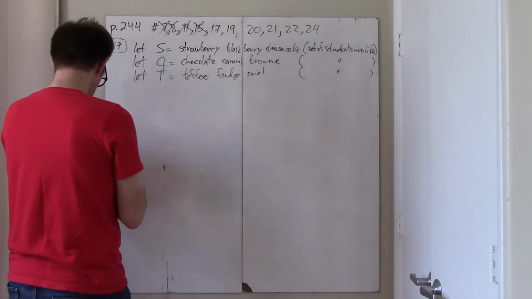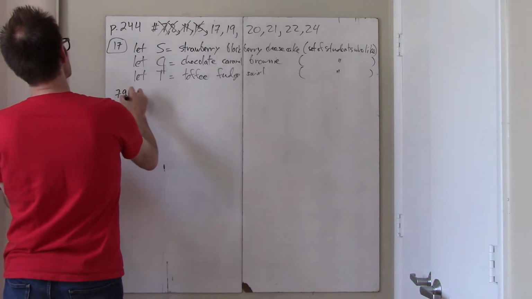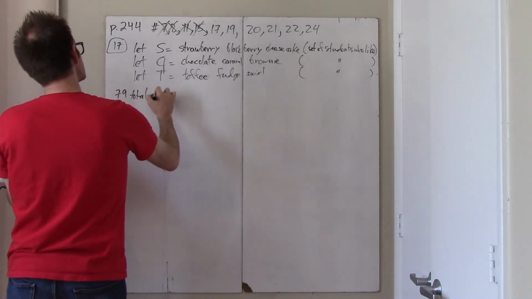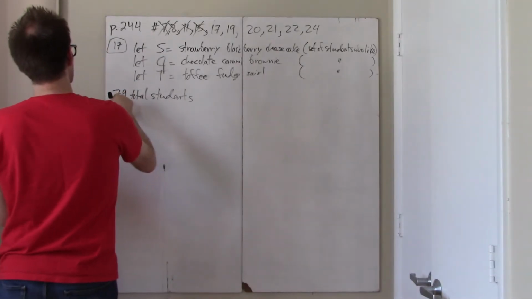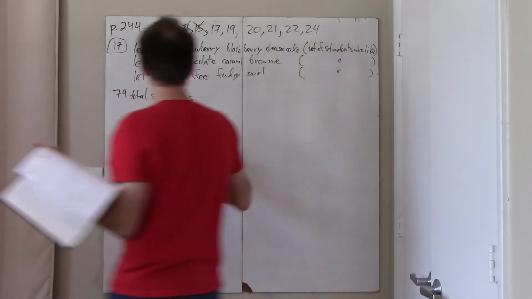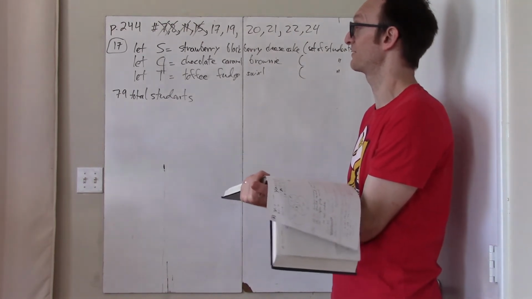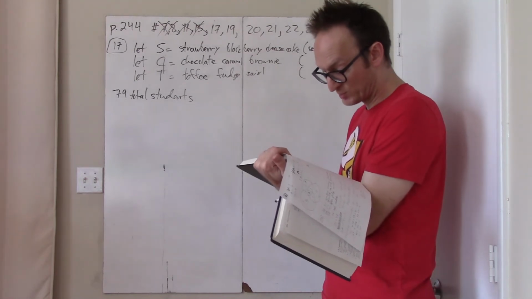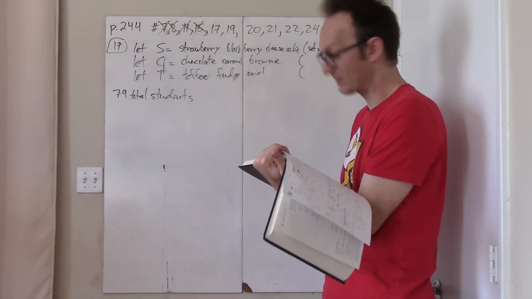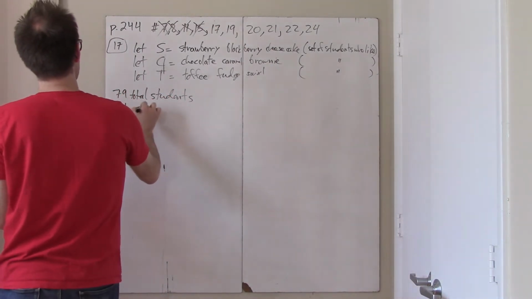Step 1. She conducts a survey of her 79 students. Okay, so there are 79 total students. And notice that, like the other problem 15, we have to be a little bit careful because it's possible that someone might not like any of these 3 flavors. Next, 38 students claim to enjoy strawberry blackberry cheesecake. Okay, so the size of S is 38.